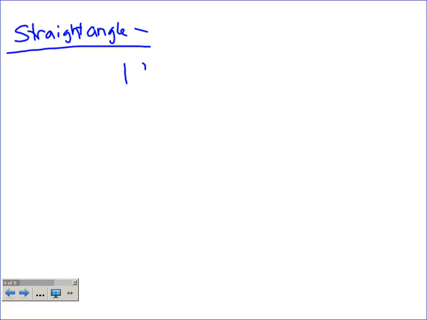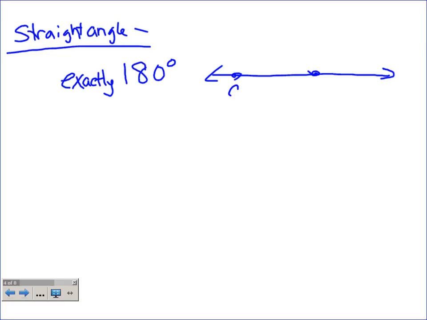One more word. Straight angle. The definition is exactly 180 degrees. Here's a picture for it. A straight angle is basically open all the way like that.